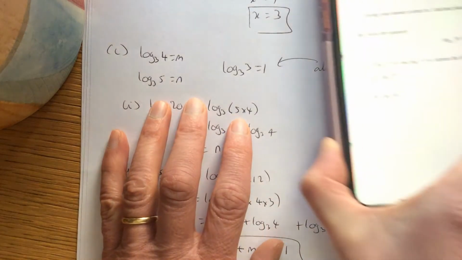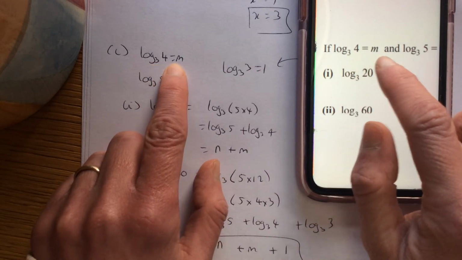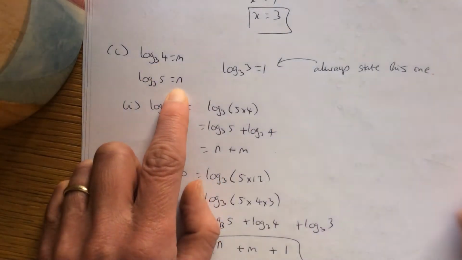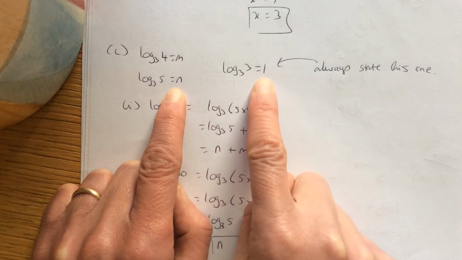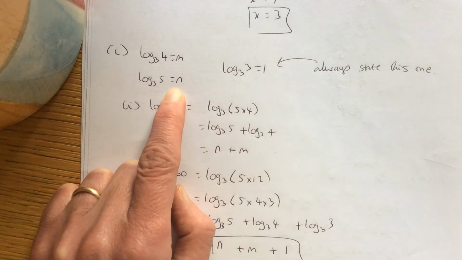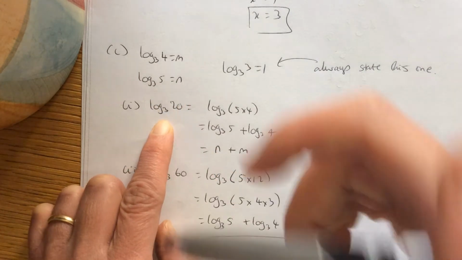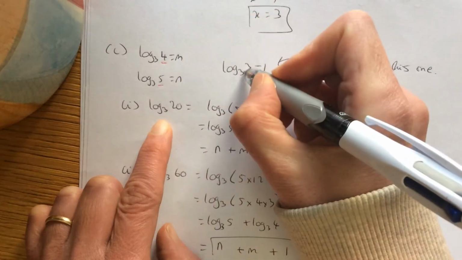Okay, these are my favourite ones. Write log 3, 4 equals m. Log 3, 5 equals n. Don't forget to write log 3, 3 equals 1. That's where most people will make the mistake. So always, always, always put that in. We want log 3, 20 using these magic numbers. So I'm allowed to use a 4, a 5 and a 3.